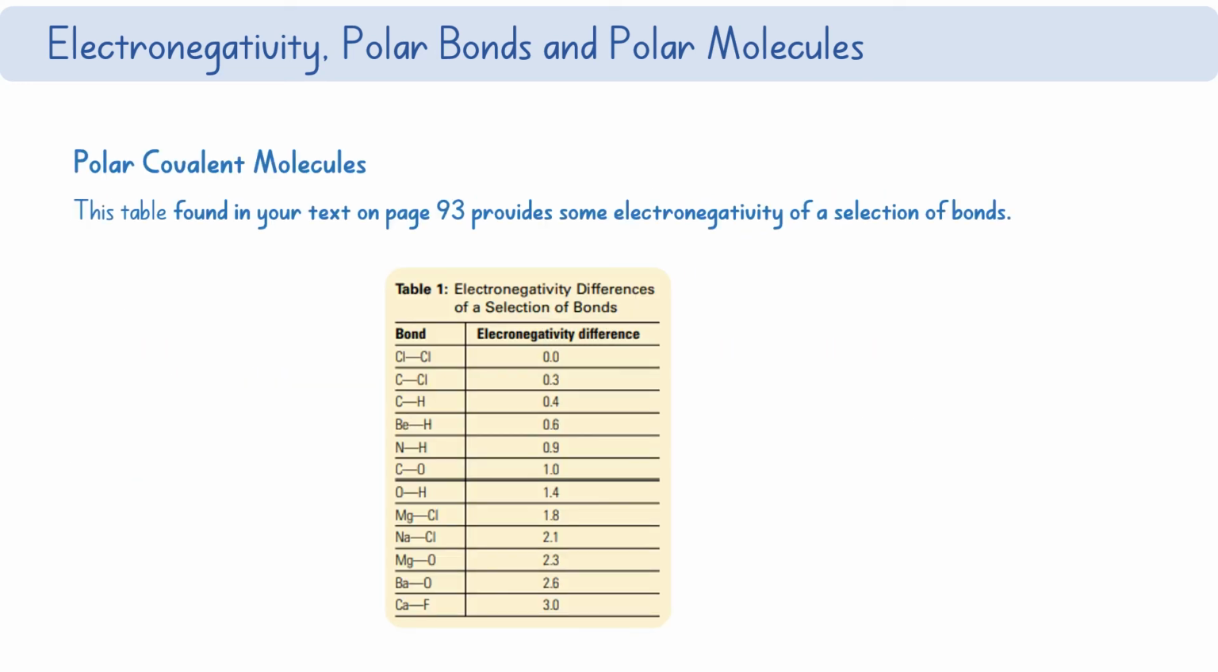Now, this table, found in your text on page 93, is a good reference to include in your notes, as it gives the electronegativity differences of a selection of bonds commonly used. I would have this available on a quick reference sheet.